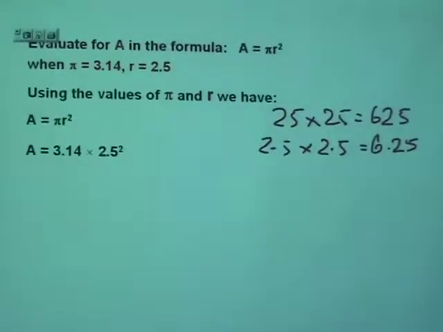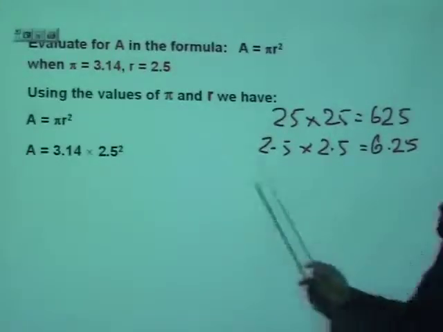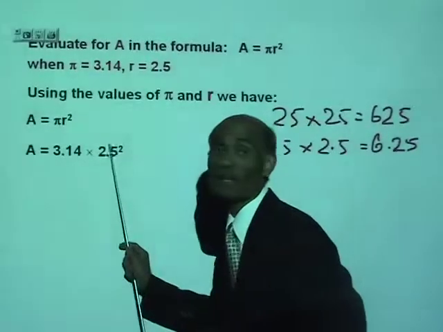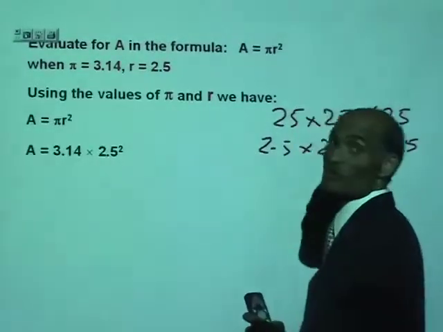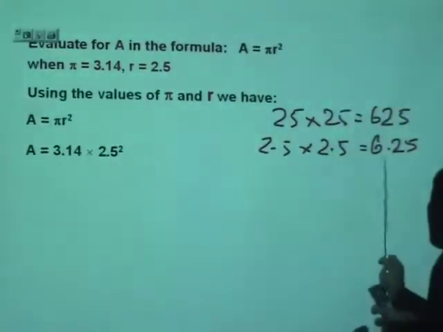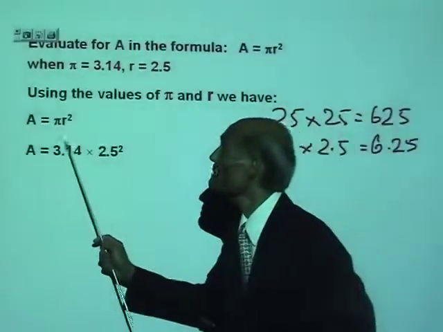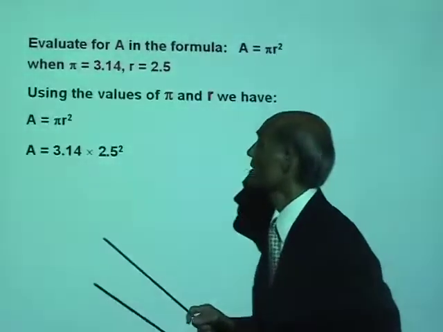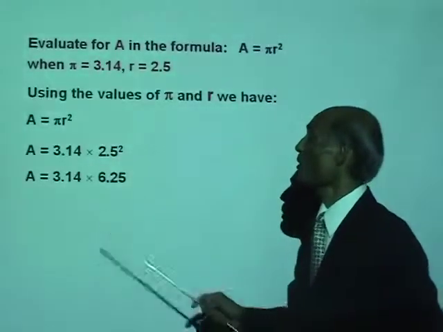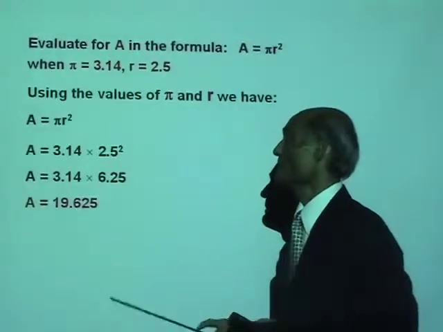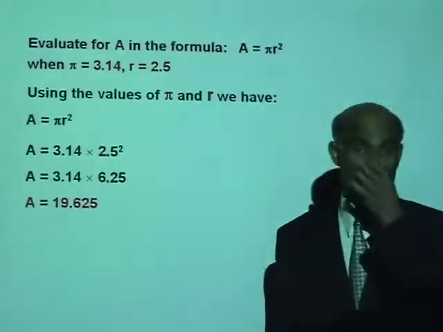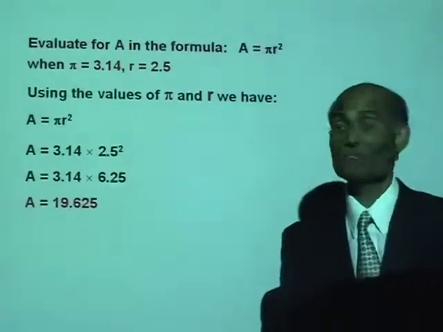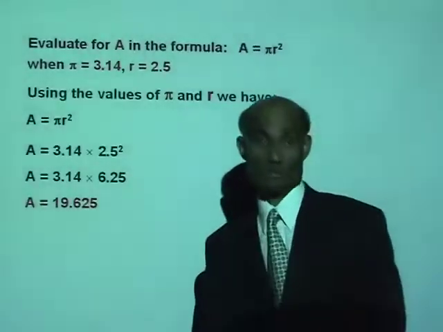So, that will be now, this 2.5 squared is 6.25, right? There you are. And so, A will be 3.14 times 6.25, and that will be 19.625 is the answer. Okay?